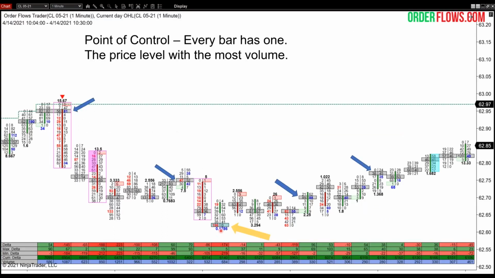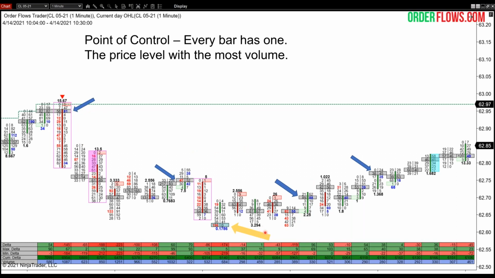Okay, I just highlighted a few here, right? You can see on this red bar, it's highlighted with this gray rectangle around it. Every bar has one, right? Whether it's a red bar, a green bar, or even a doji bar, right? A bar that opens and closes at the same price.